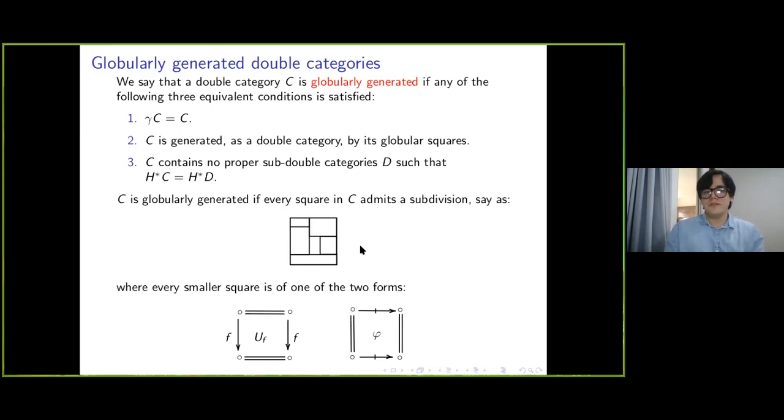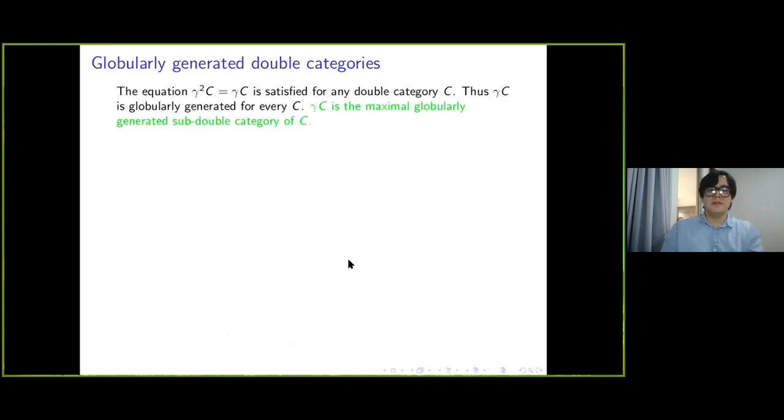Or in a way, well, the compositions might be very complicated, as we'll see, but the squares that are involved are the easiest possible squares. And all the information on the existence of internalization is contained in double categories whose squares are all of this form. So that's very good. So the equation gamma squared C equals gamma C is satisfied for every double category C. So if you have a double category C, you take its globularly generated double category, and then you take the globularly generated piece of that, then that's the globularly generated piece of the original double category. So the globularly generated piece of a double category is always globularly generated.